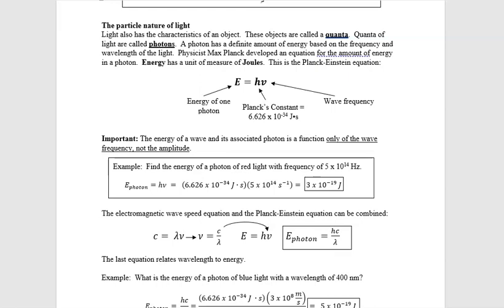So what this equation does is it relates the frequency of a wave. In other words, it relates the wave characteristic of light with the particle characteristic, that is the E, the energy in one photon. So you relate waves to particles. It gives you kind of a bridge between those two concepts. So important, the energy of a wave and its associated photon is a function only of the wave frequency and not the amplitude. Let me explain why that's a little counterintuitive.